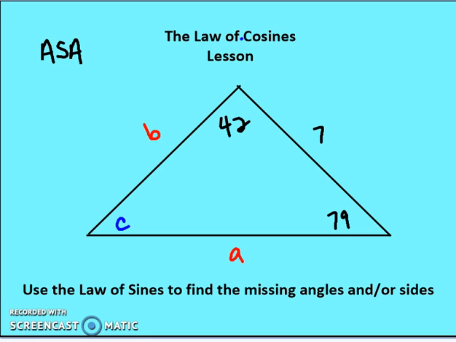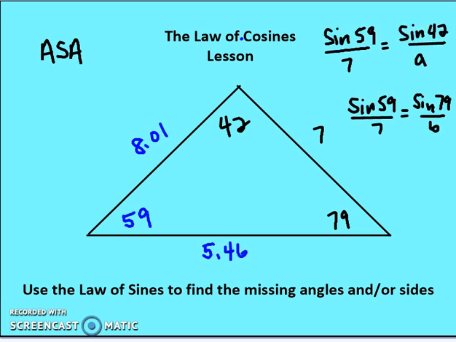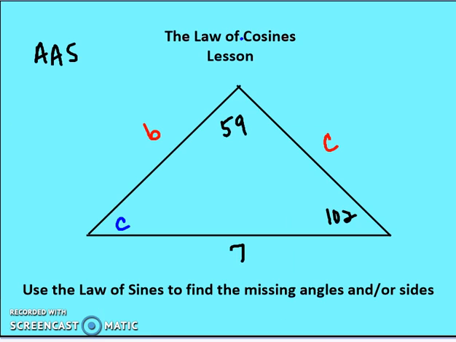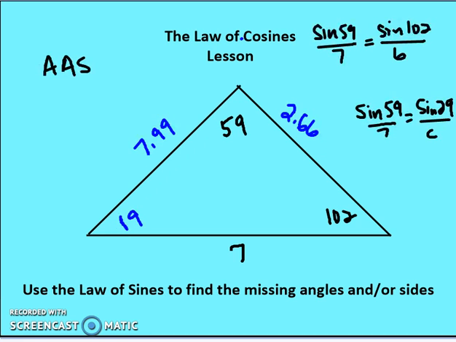Please solve the triangle. This is what you should get for the solved triangle. Yes, in fact, you can use the law of sines to solve angle, side, angle triangles. So we're going to say yes here and create a check mark: angle, side, angle, we can use the law of sines. Next, angle, angle, side. You're given 2 angles and a non-included side. We're going to use the law of sines to solve, and you're going to be able to solve this triangle as well. You can check your work here. Yes, again, we can use the law of sines for angle, angle, side triangles.